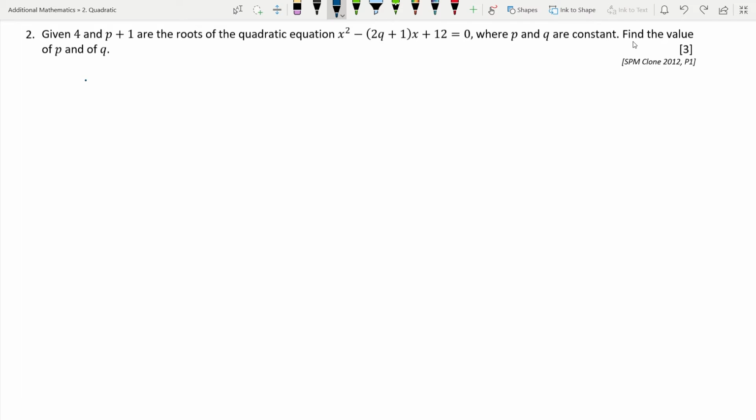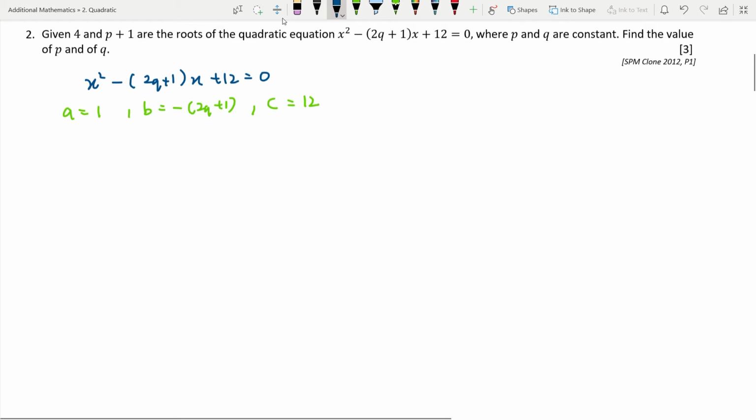We have the equation x squared minus (2q plus 1)x plus 12 is equal to 0, where a is equal to 1, b is equal to negative (2q plus 1), and c is equal to 12. We also have the roots of the equation, 4 and p plus 1. We are asked to find the values of p and of q. To do so, we need to find the sum of roots and product of roots.